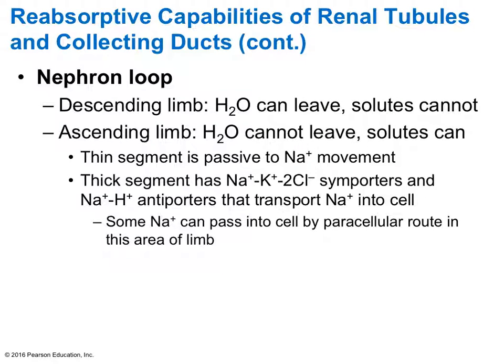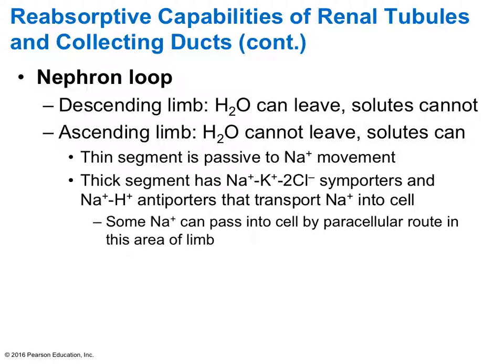The next part of the tubule after the proximal convoluted would be the nephron loop, which descends down into the medulla. There are different permeabilities on the descending and ascending limbs. So the descending limb is permeable to water, but not to solutes. The ascending limb is the opposite, impermeable to water, but permeable to solutes.